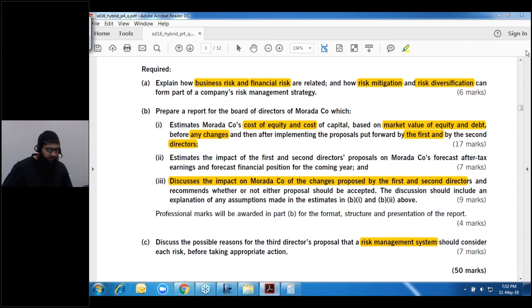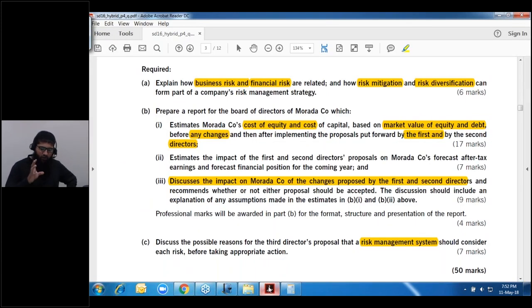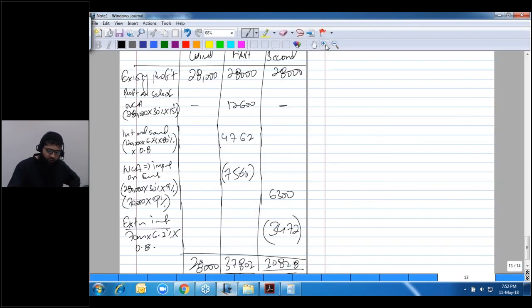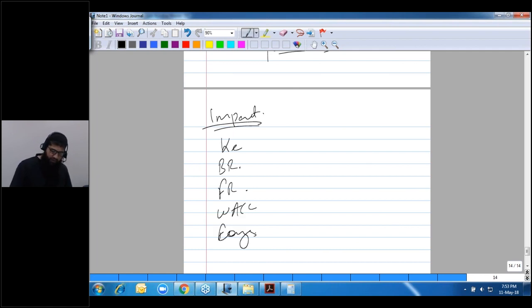Okay, so what you need to do is that when we talk about the discussion, the examiner's requirement is to discuss the impact of the changes proposed. So these changes that have been proposed, what impact are they having? They're having impact on your KE. They're having impact on your business risk. They're having impact on your financial risk. They're having impact on your WACC. They are having impact on your earnings, and another impact is taking place on your balance sheet.